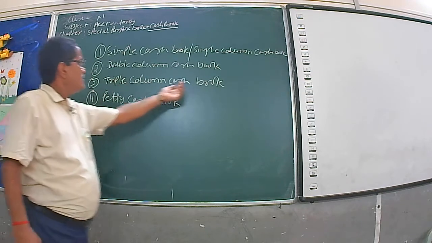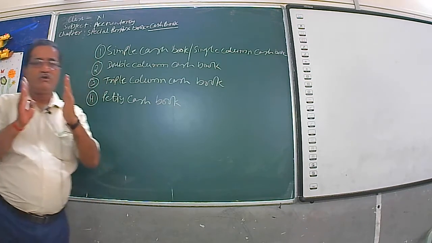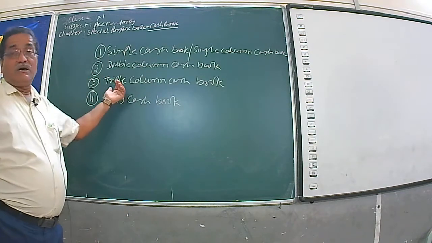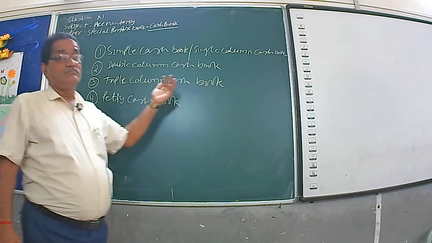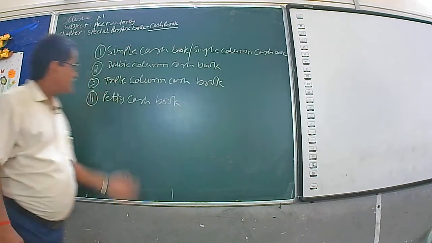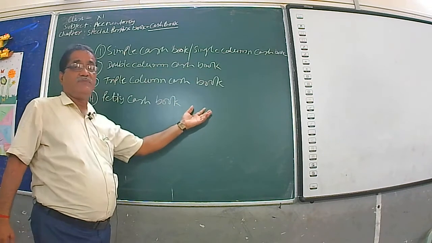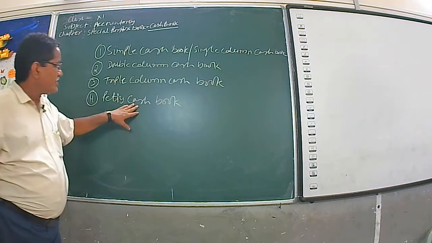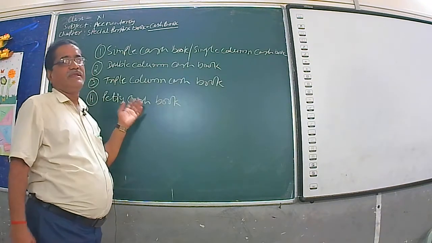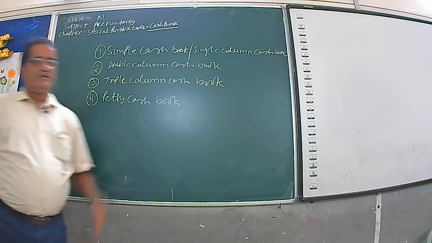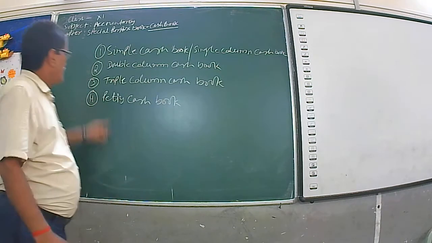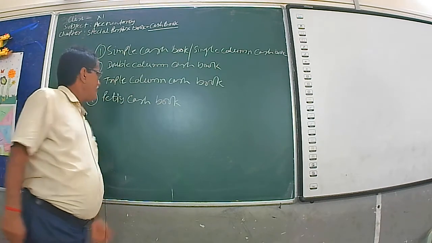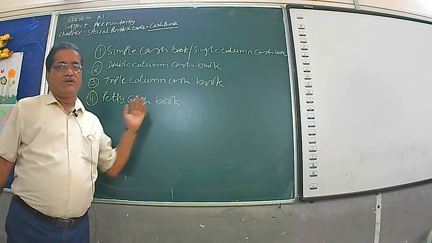Triple column cash book, that is where there will be three columns of the amount in debit side as well as in credit side. That is cash column, bank column, discount column, triple column cash book. And the next one, that is the petty cash book. Petty cash book is maintained for small amounts of day-to-day expenses. We will study the single column, double column, as well as petty cash book. These are in our syllabus.